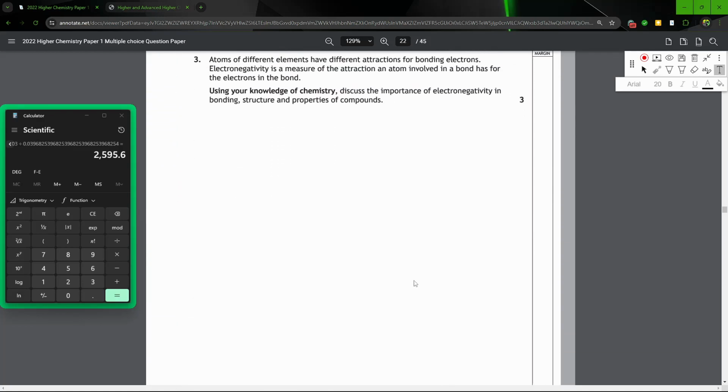Oh, and we've got our first using knowledge of chemistry question. Atoms of different elements have different attractions for bonding electrons. Electronegativity is a measure of the attraction an atom involved in the bond has for the electrons in the bond. Using a knowledge of chemistry, discuss the importance of electronegativity in bonding structure and properties of compounds.